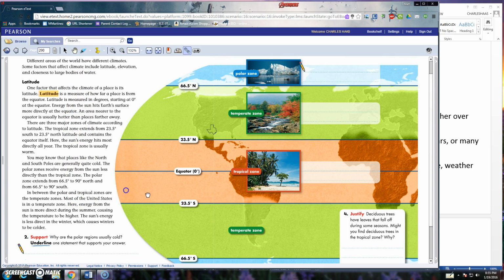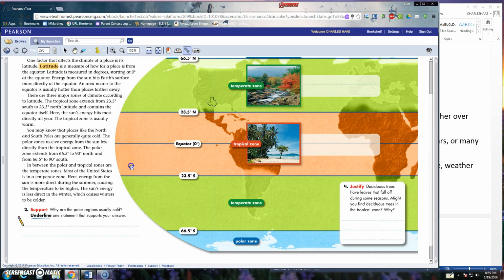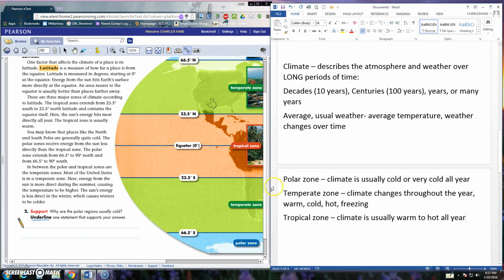You may push pause and I'll let you read the rest of this information yourself. You're welcome to write down any notes that you have. I'm going to push pause myself and I'll read some in a minute and see if I want to add anything to my notes. So here's the information I wrote down in my journal. I just wrote a few facts about the polar zone, the temperate zone, and the tropical zone. So you may push pause and catch up.